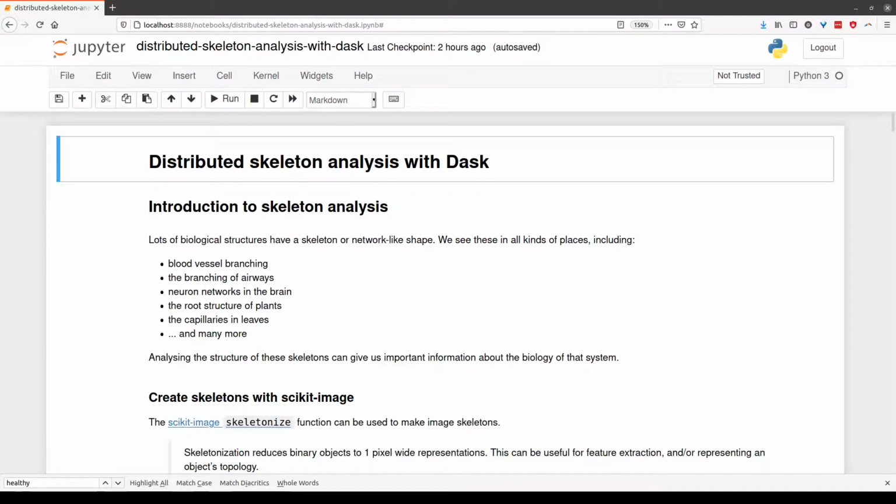The reason skeletons are really interesting is that we find them in lots of places in nature. I'm going to show you some stuff about the blood vessels in a lung today, but we see these kinds of structures in lots of places, including animal and plant biology. Like the root structures of plants, the capillaries in leaves, not just the blood vessels, but say the neuron networks in the brain or the branching of your airways.